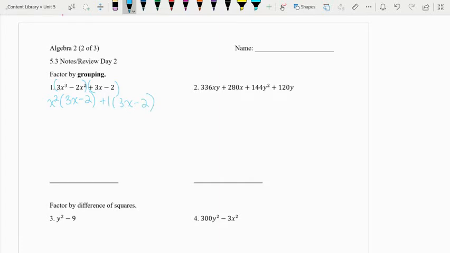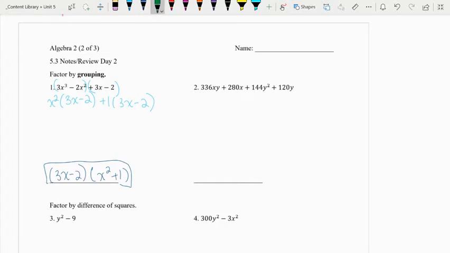At this point, we can get to our final answer, which would end up being 3x minus 2 when we factor it out from both, and then x squared plus 1. Now the x squared plus 1 is not the difference of squares because it's addition instead of subtraction. So we cannot break that down into x minus 1, x plus 1 because it is not the difference of squares.